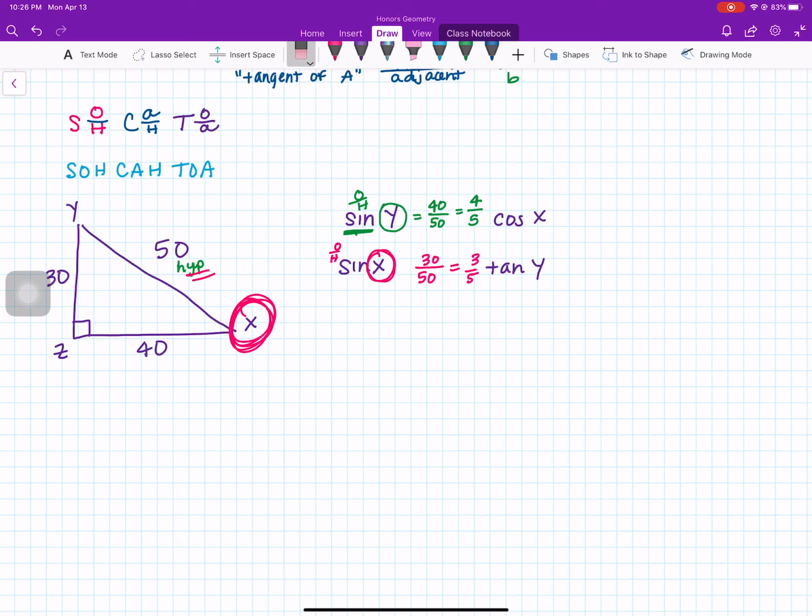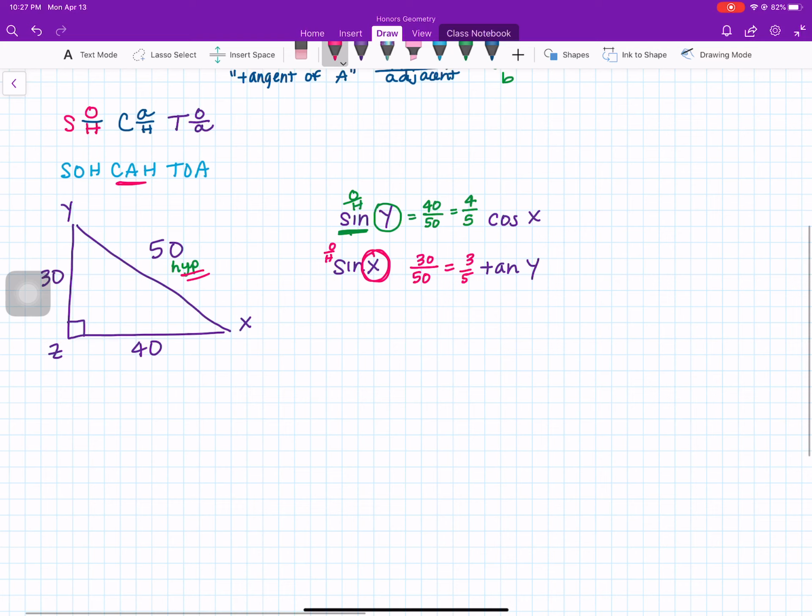Let's look at our next problem. Now we're changing trig ratios. This says the cosine of x. So again, cosine is adjacent over hypotenuse. And I'm looking at angle x. Looking at angle x, I want my adjacent side and my hypotenuse. Adjacent is your next to side. So that's 40 over 50, which reduces to be 4/5.